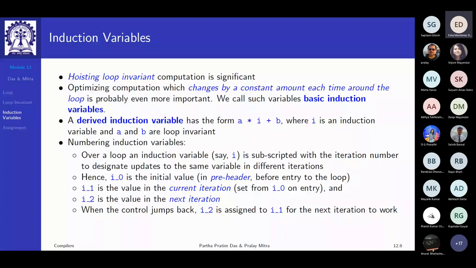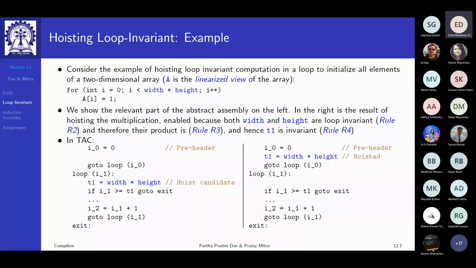Formally, we define an induction variable as one which changes by a constant each time you go around the loop. So if I go back to the earlier slide, 12.7, I is an induction variable because I do I assigned I plus 1. So I is changing by 1 every time. So that is an induction variable, we all understand.